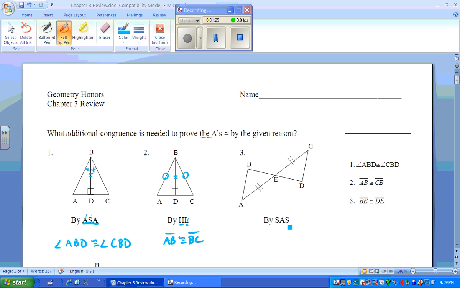And last but not least, I want side angle side. I see the sides. I notice that this is like a bow tie shape, so those are the angles. Side angle side is here and here, which is BE being congruent to ED.